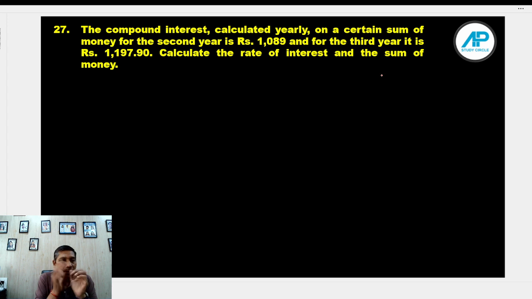The compound interest twist, the next question. Annually, on a certain sum of money, the interest for the second year is 1089, for the third year is 1197.90. Find the rate of interest on the sum of money. All these questions are questions of the unitary method, and the values are given on a consecutive basis. Consecutive years की values given हैं. Certain sum of money पर हमको amount दे रखा है ना.